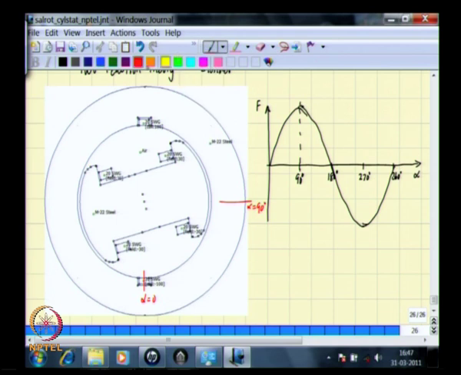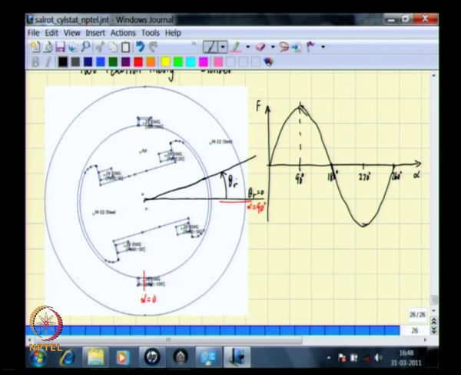And let us further consider that the angle of the rotor when it is horizontal is 0. That means this axis is also coinciding with the rotor angle axis. This refers to theta r equal to 0. And the midpoint of the pole face defines the rotor angle. So this is now your rotor angle theta r.